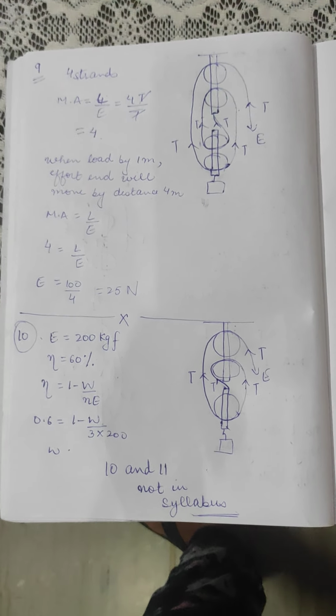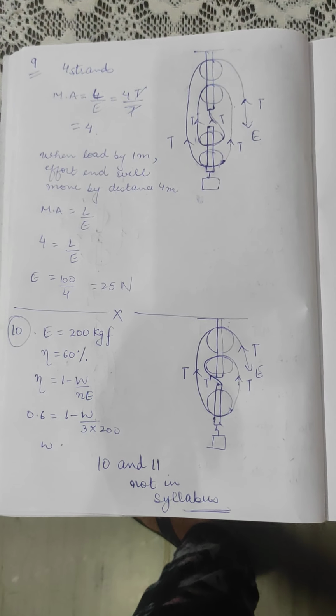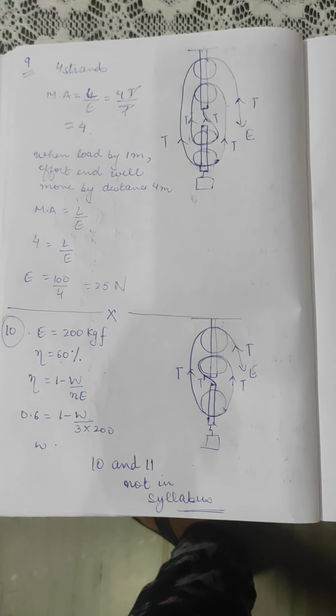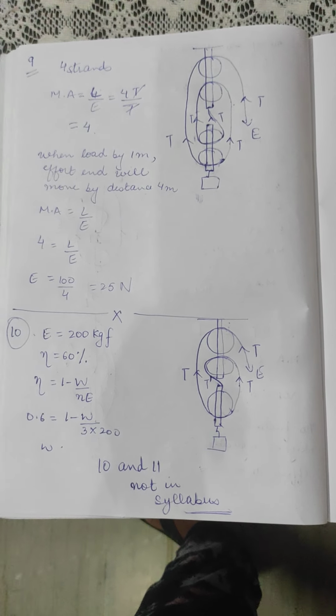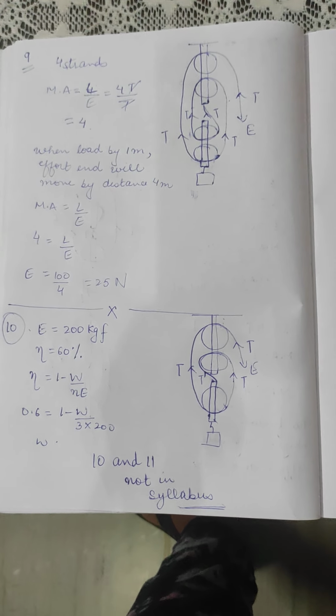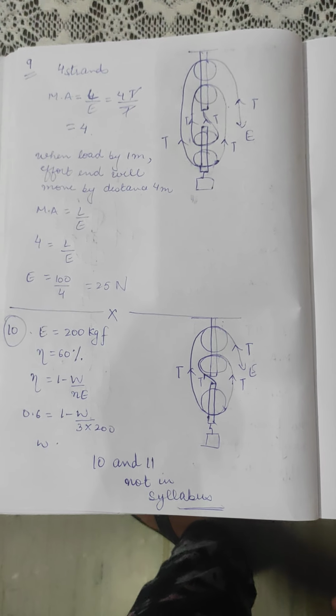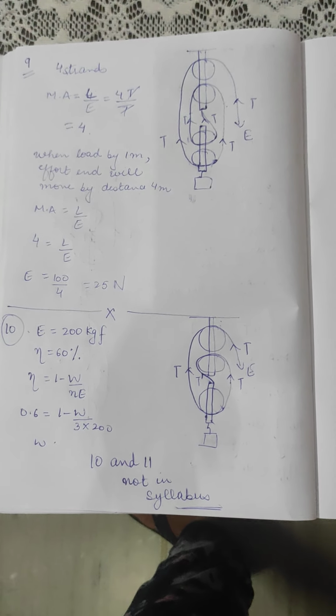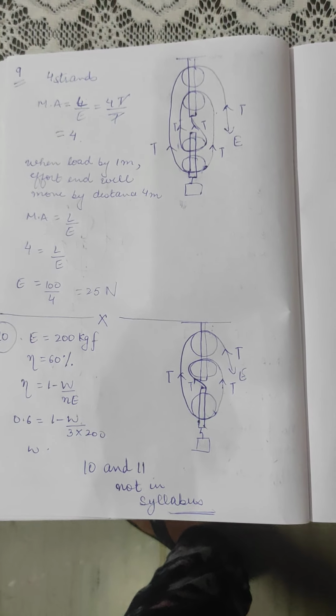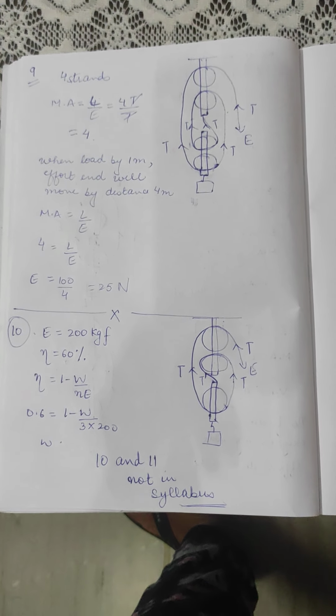Okay, what is the mechanical advantage? What will be the mechanical advantage? That is 4t upon t. That comes out to be 4. Velocity ratio will also be 4. When the load is pulled by a distance of 1 meter, how far will the effort move? So mechanical advantage you have already calculated, that is 4.